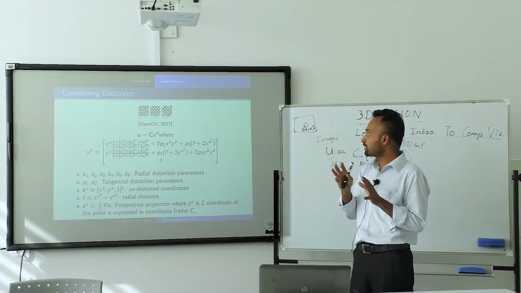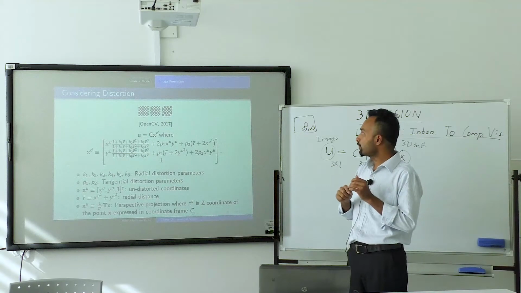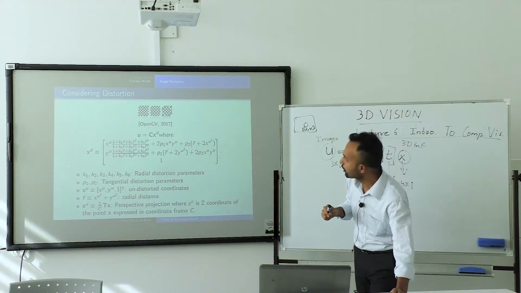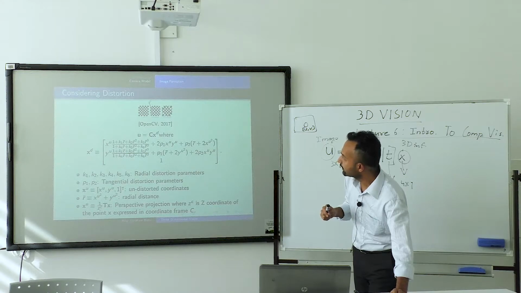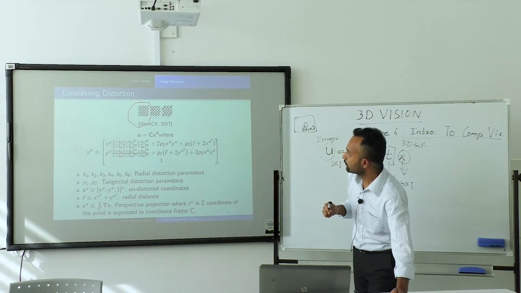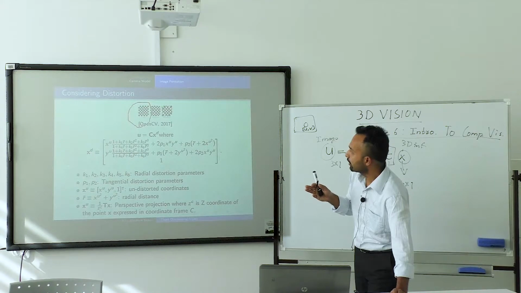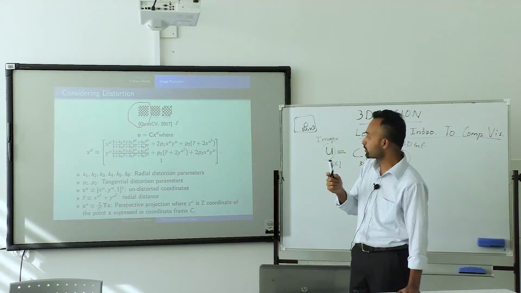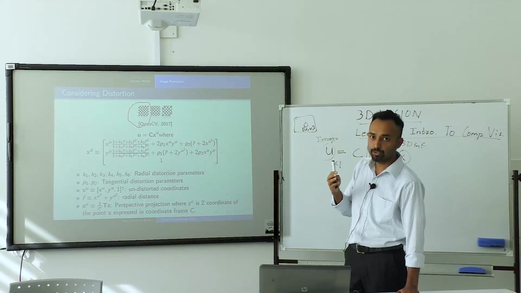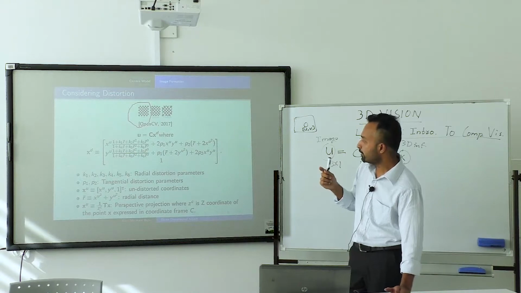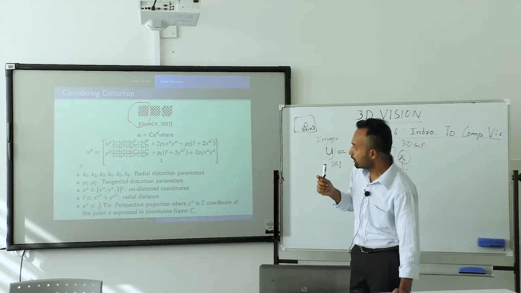Every image system or lens system suffers from distortion. What you see at the top left is an ideal image, but due to the lens system, it will get distorted, like the image which is shown in the extreme right. So if you want to accommodate for the distortion also, the model which you have used will change. The difference will be that you will have different parameters for radial distortion and tangential distortion.